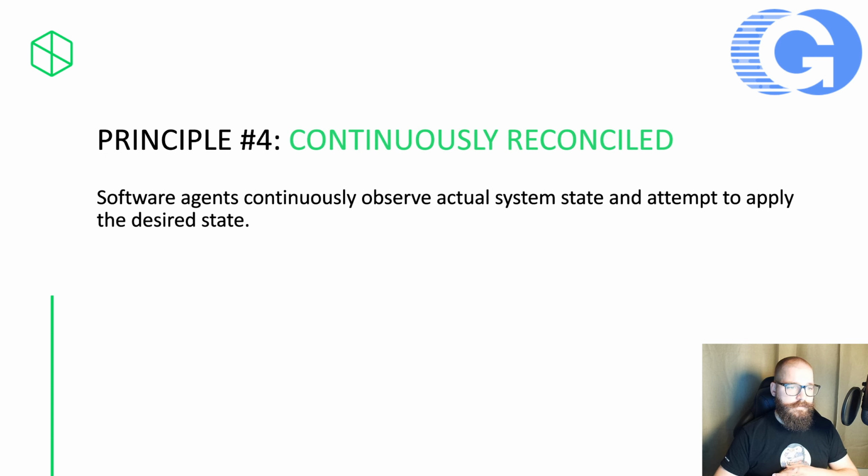And the fourth principle, continuously reconciled. The software agents continuously observe the actual system state and attempt to apply the desired state. In Kubernetes, this is quite easy, but it's not as easy in every system. But the important part here is that if we remove something, it will actually be removed from the system as well.